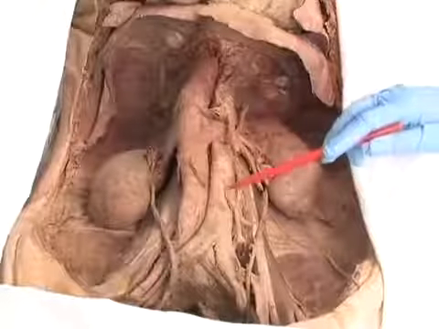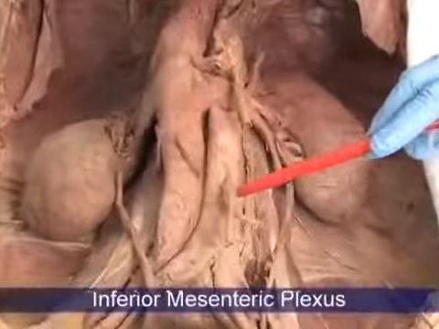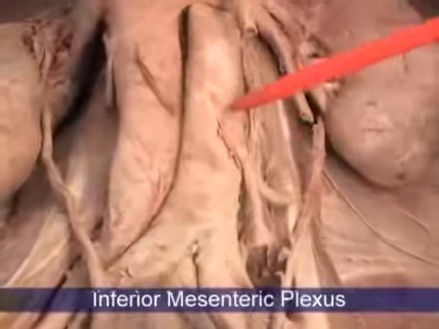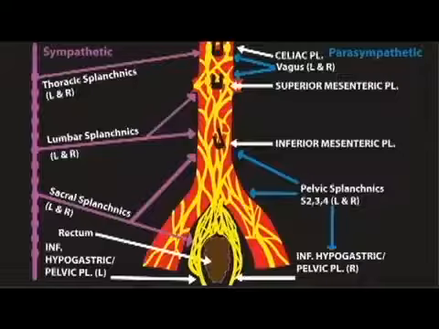This is the inferior mesenteric artery, and the inferior mesenteric plexus is situated around here. It receives parasympathetic innervation from the pelvic splanchnics. The sympathetic innervation comes from the lumbar and sacral splanchnics. This plexus innervates the hindgut-derived structures. Therefore, it innervates the left one-third of the transverse colon, descending colon, sigmoid colon, and the upper part of the rectum.